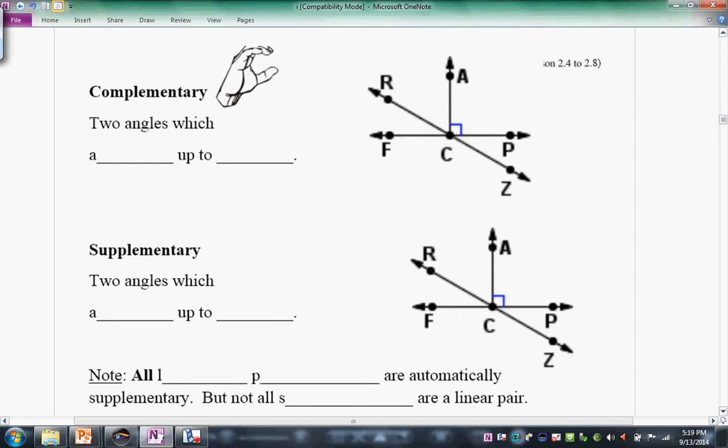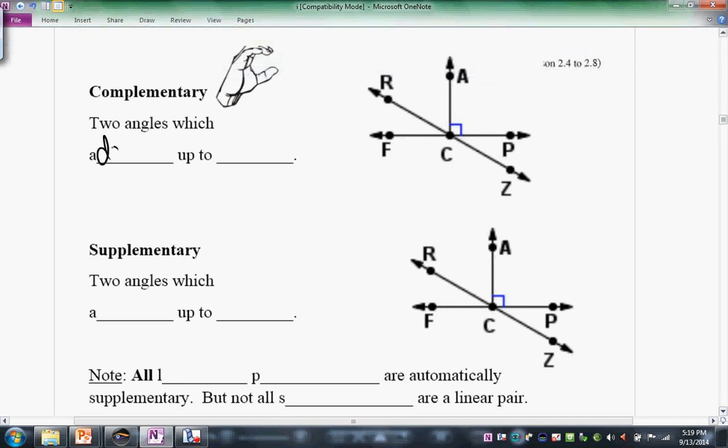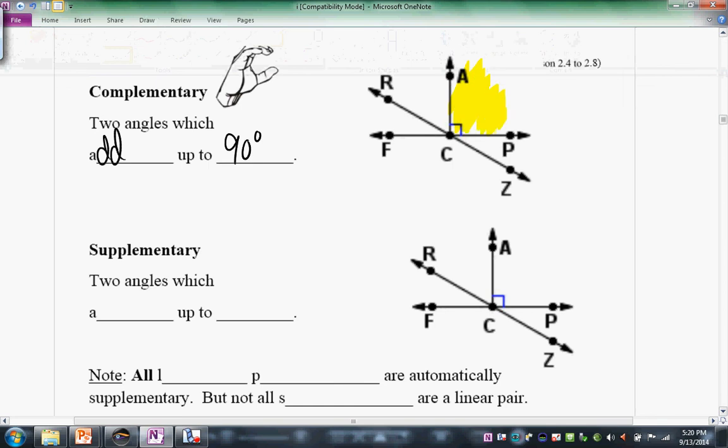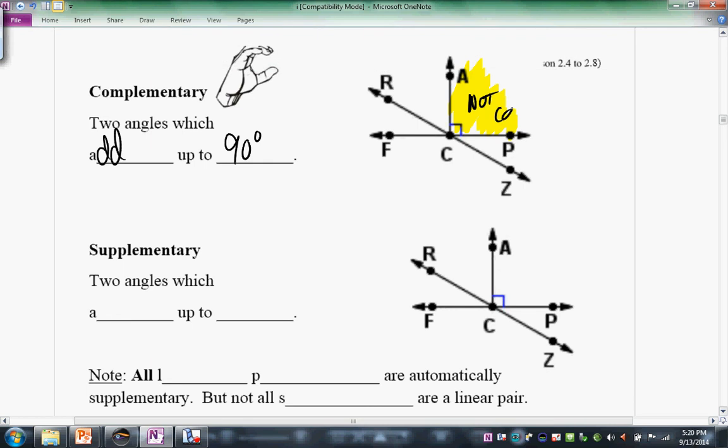Now we have two angles, complementary and supplementary. Complementary angles are two angles that add up to 90 degrees. So any two angles that add up to 90. In this case, let me tell you what is not a complementary angle. ACP is not complementary because it by itself equals 90.